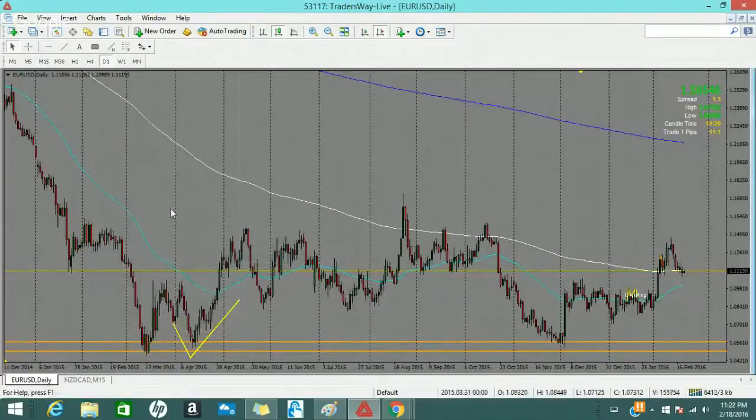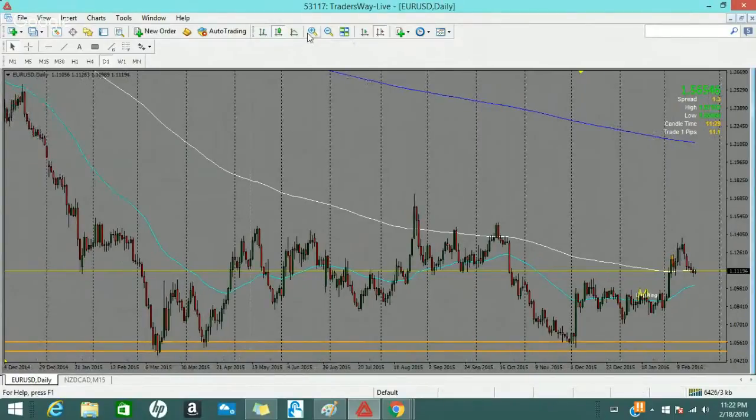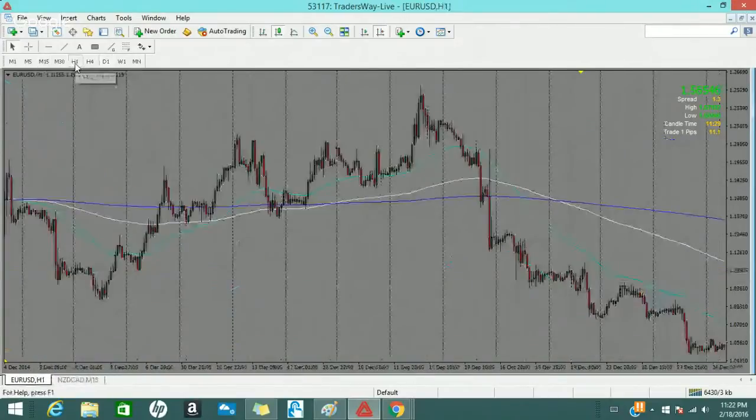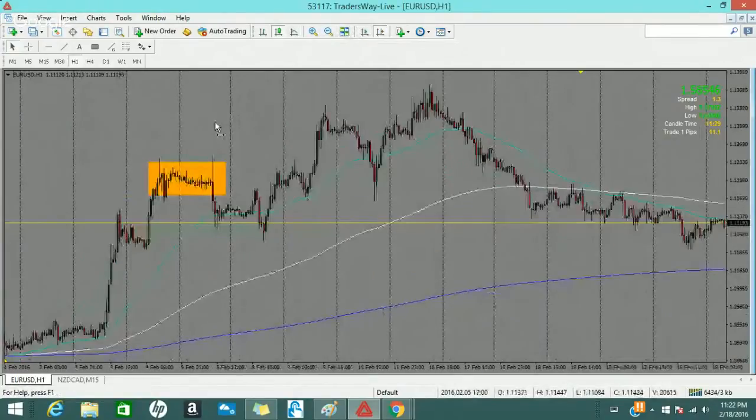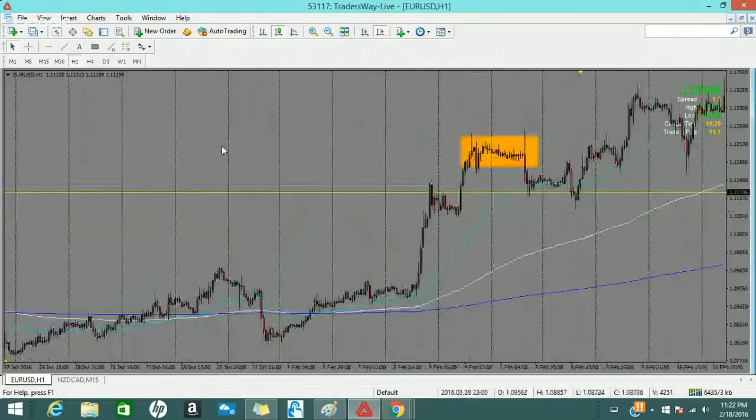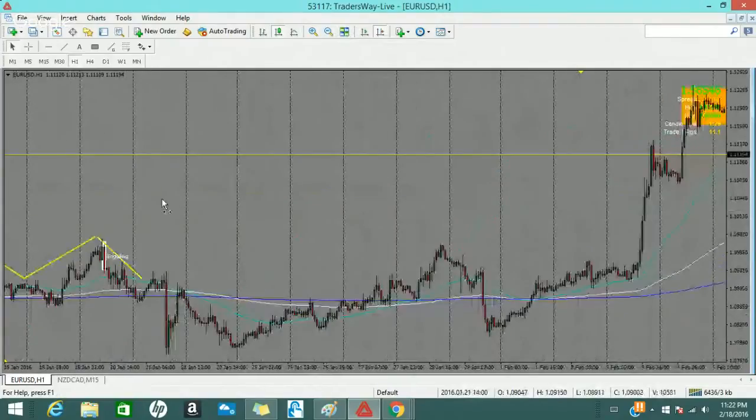Now this is the day chart, okay? So each candle is a day. All you need is 3 candles to determine the trend here. I'll go ahead and look at the hour chart.